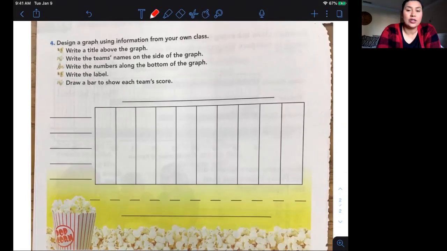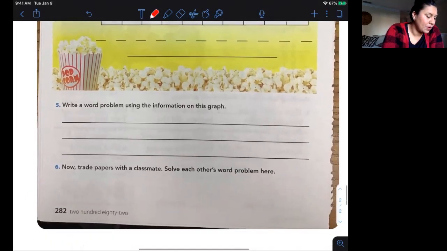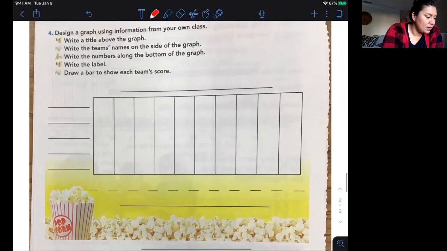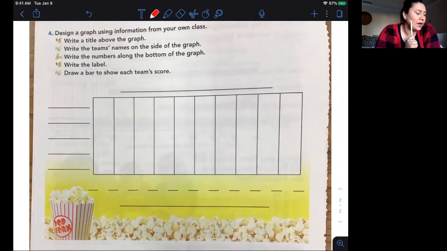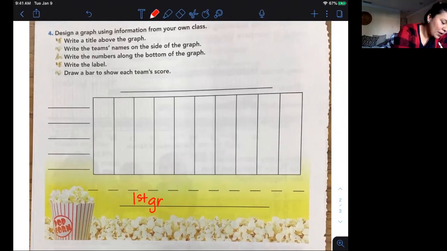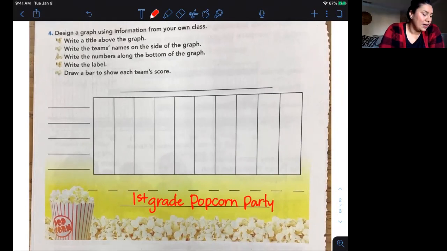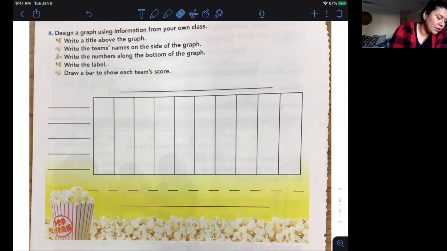Ooh, very cool. You guys get to do your own graph here. So let's think of popcorn. Ooh, we can call it first grade popcorn party, because we always have those when we get 100%, right? First grade popcorn party. All right. Actually, I think I wrote that in the wrong spot. The name should be at the top.